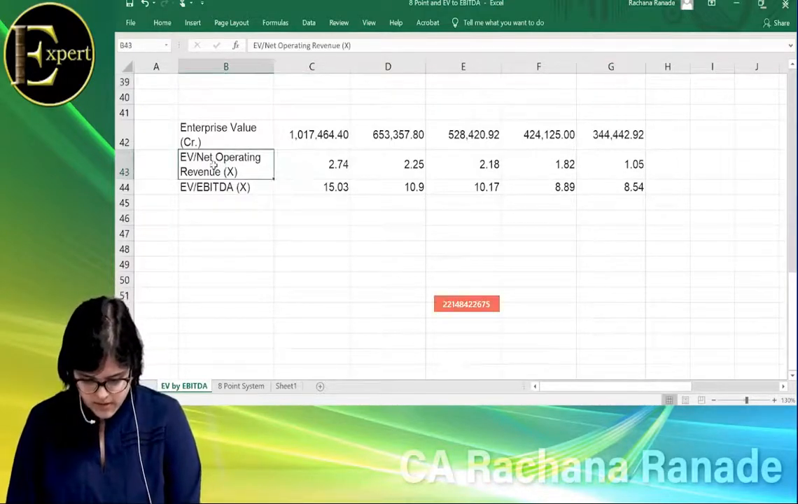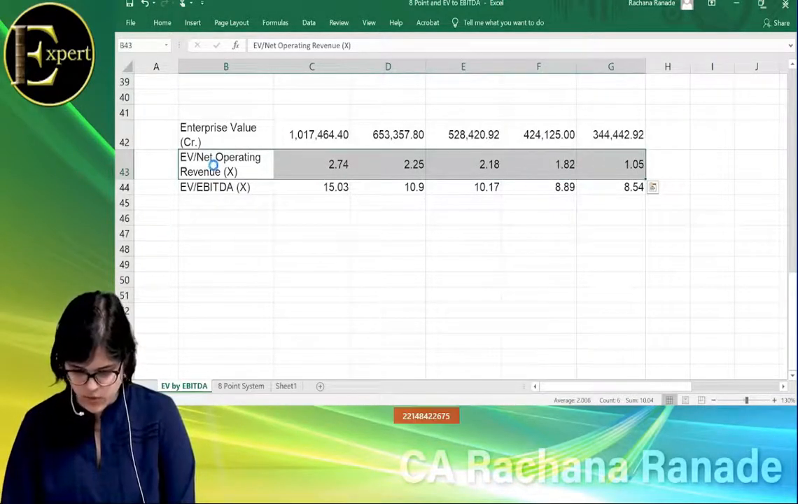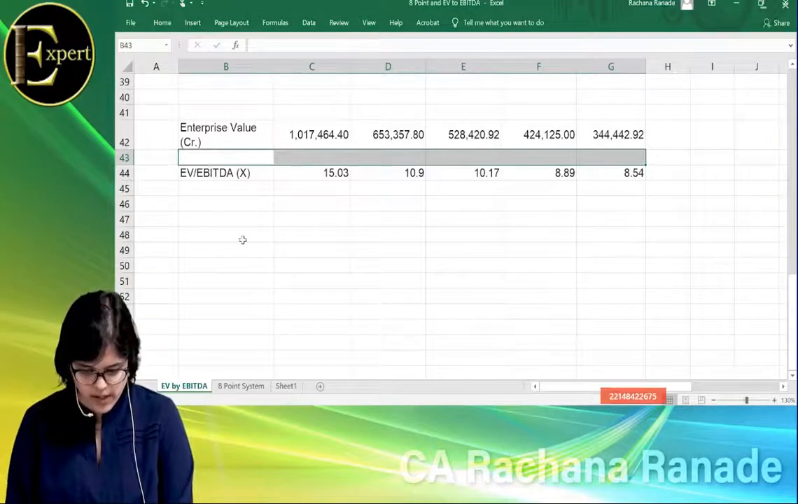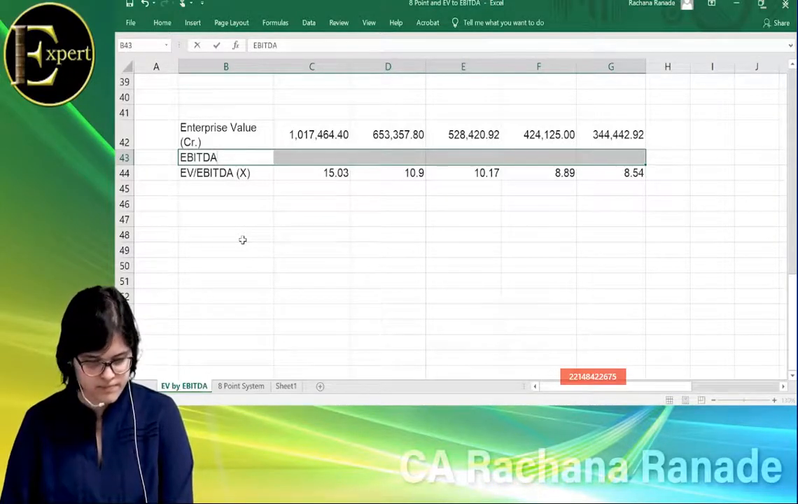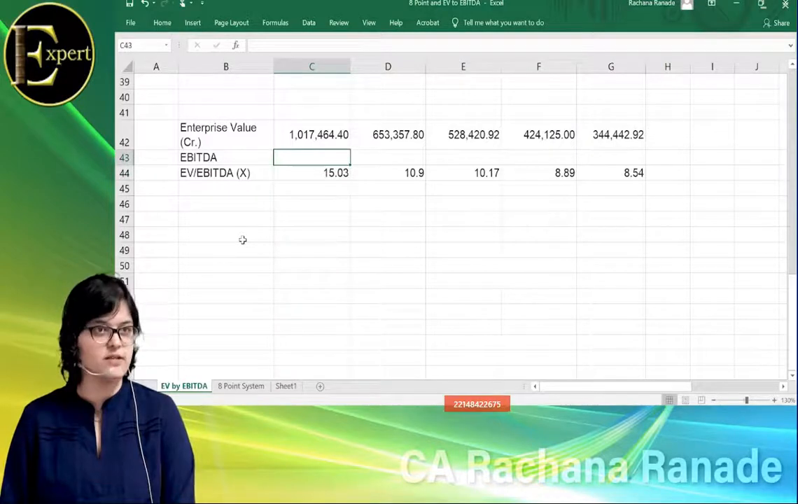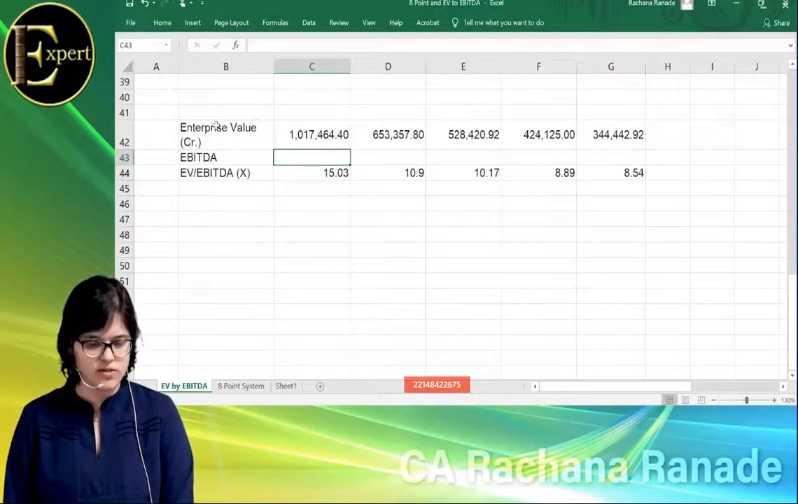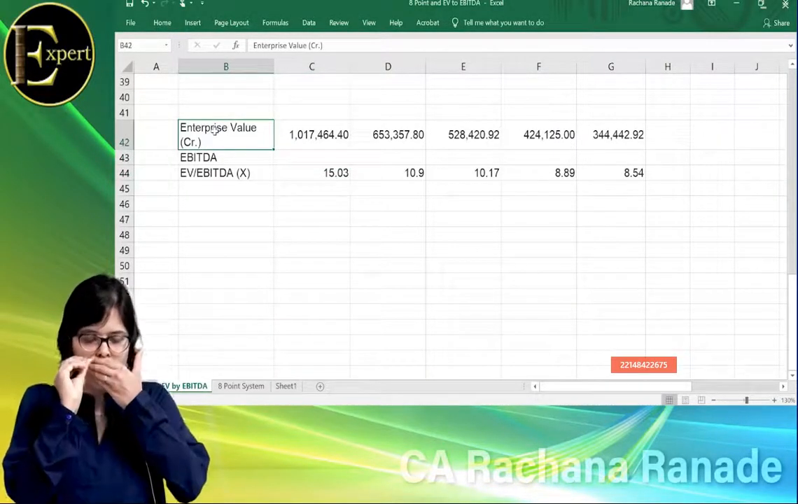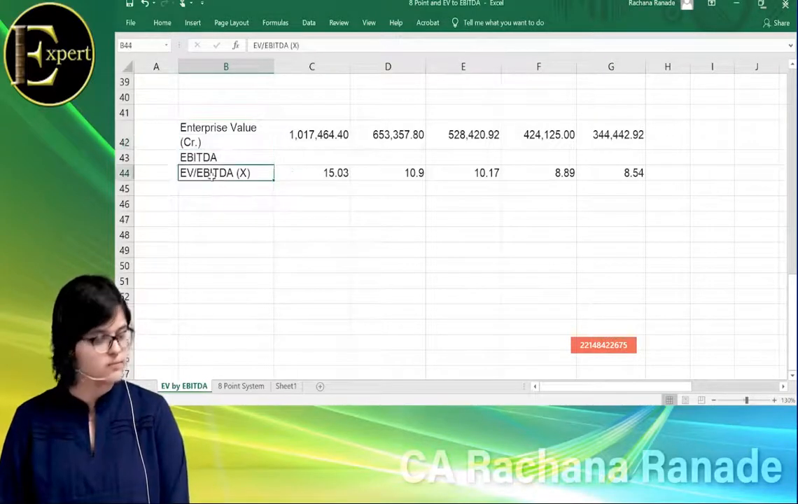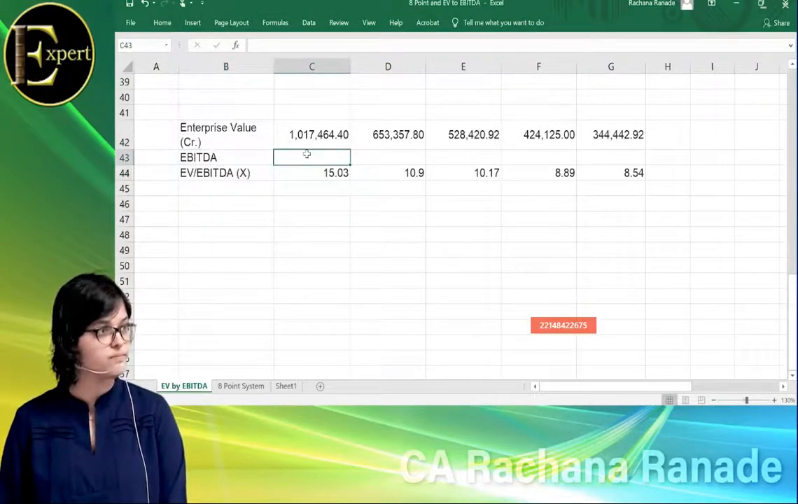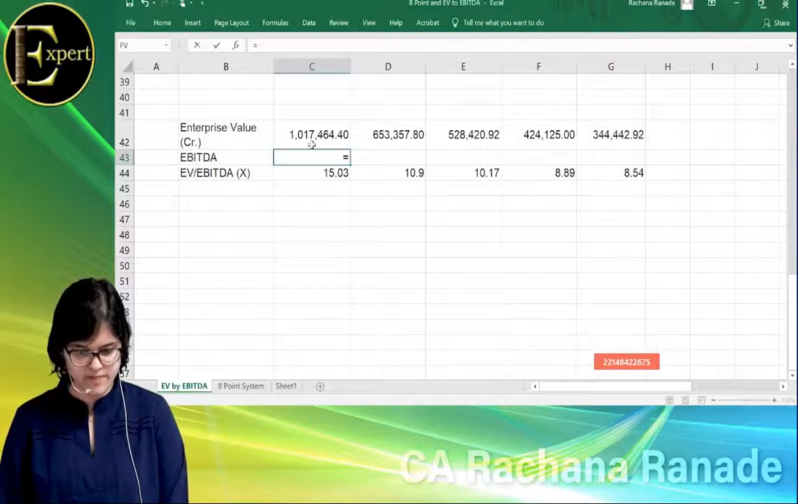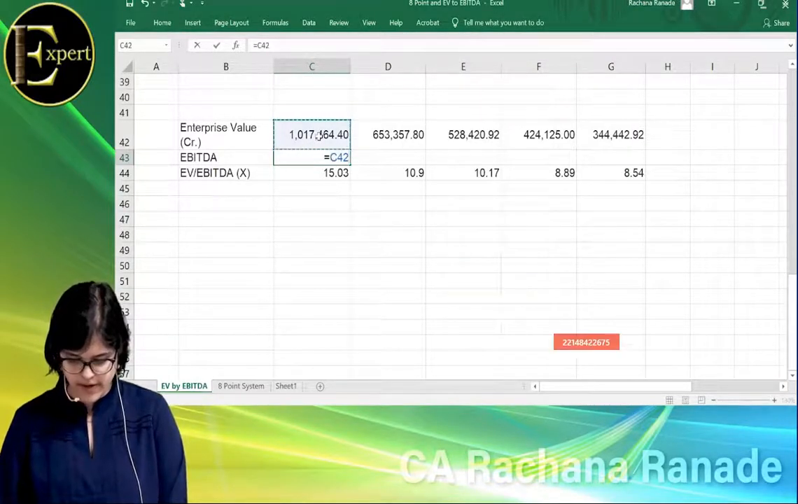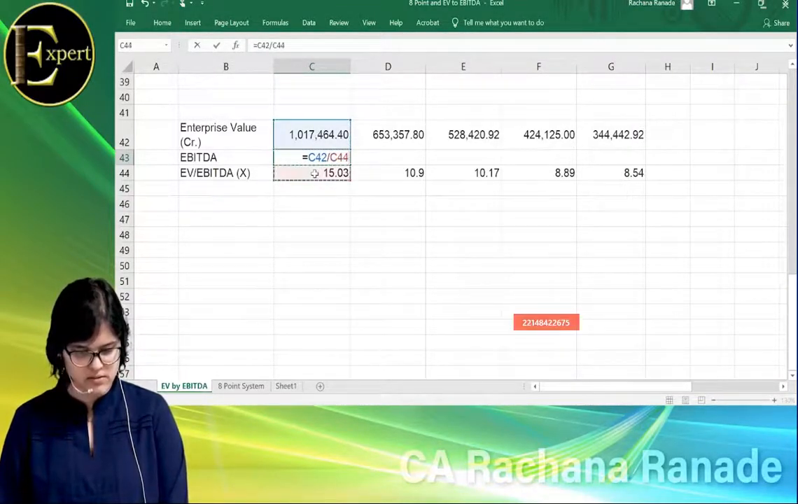Now I don't need this. This is not there in my analysis, so I'm just deleting this one. But instead of that, what do I want? I want the value of EBITDA. Now this is 8th standard mathematics. I know what is EV. I know what is EV by EBITDA. And how will I calculate EBITDA? EV divided by this.